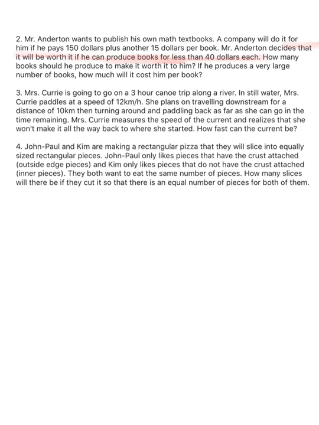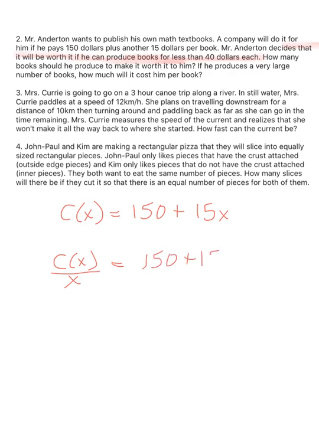Okay, so let's go. We know that the cost of books is going to be $150 plus $15 times the number of books that he gets. So that's the cost for all the books, where C is the cost for all the books put together. But we only want to know the cost per book, so you take the price and divide it by x. That's going to be equal to (150 plus 15x) divided by x, and that is the price. Let's call that P of x, the price per book.